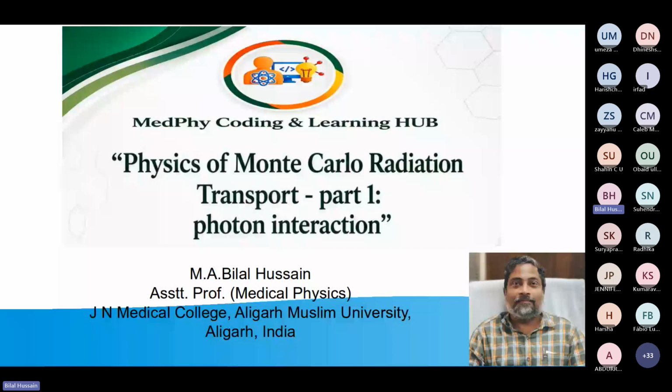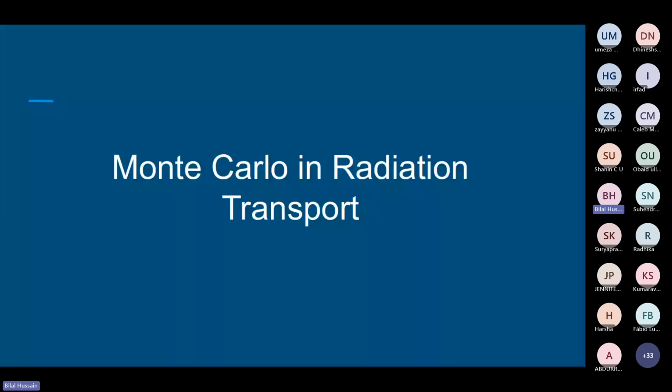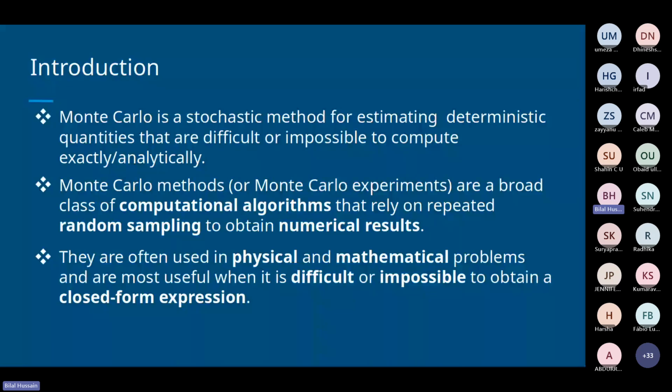First of all, we know that Monte Carlo is basically a probabilistic model. It's a stochastic method for estimating deterministic quantities like dose, kerma, and so many other things that are very difficult or impossible to compute exactly or analytically. So we are using computational algorithms to evaluate these quantities. They are often used in physical and mathematical problems. Apart from medical physics, they are also used in various other fields, like the stock exchange and weather reporting. All these places Monte Carlo is being used.